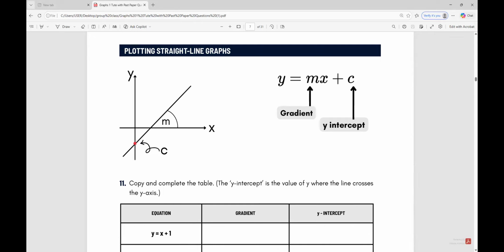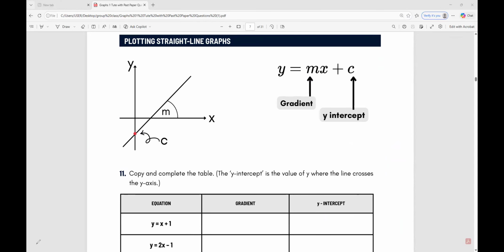Now we are going to draw the graph. Plotting straight line graphs. To draw a line, we need minimum of 2 points. At least 2 points we require to draw a line. If I mark 1 point like this, can I draw a line? No. I can draw so many lines, but can't draw one specific line.